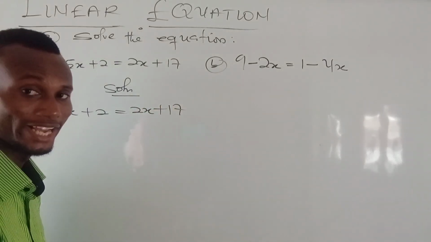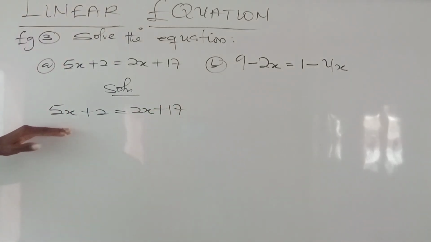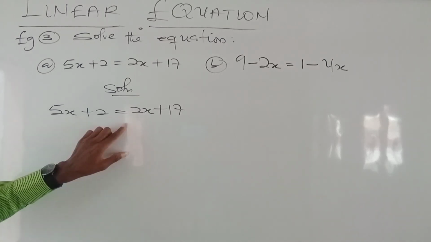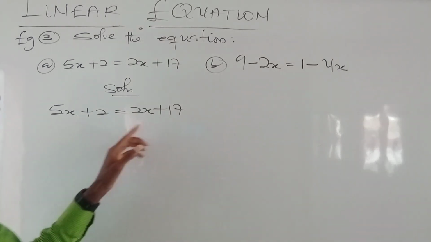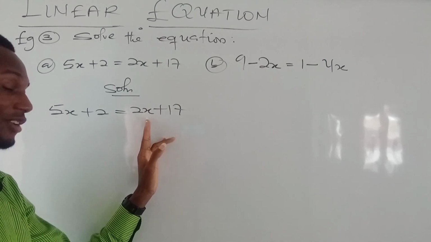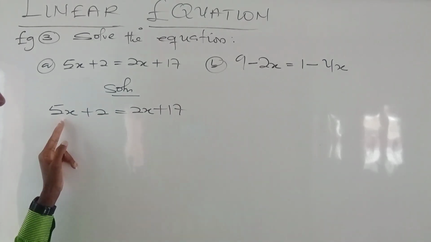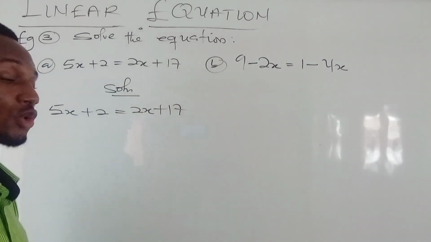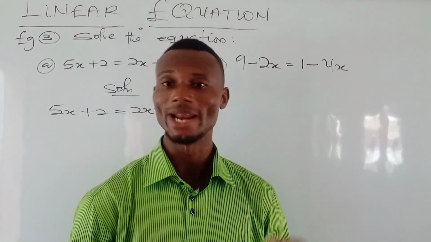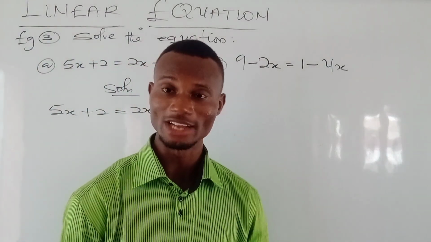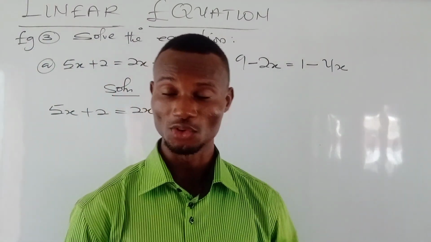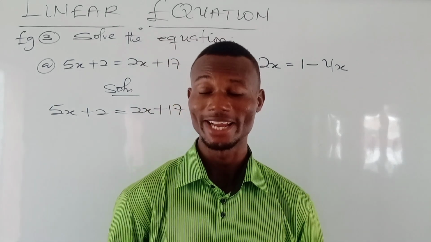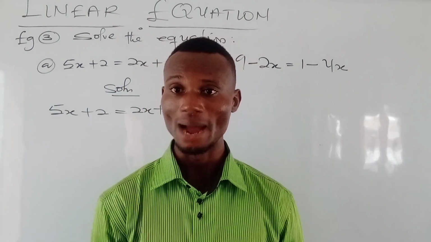We are solving for s, so you can see that s is appearing on this side of the equation, and s is also appearing on this side. So what do we do? We have to group like terms. You've learned about grouping like terms under algebraic expressions, so we are applying that here.